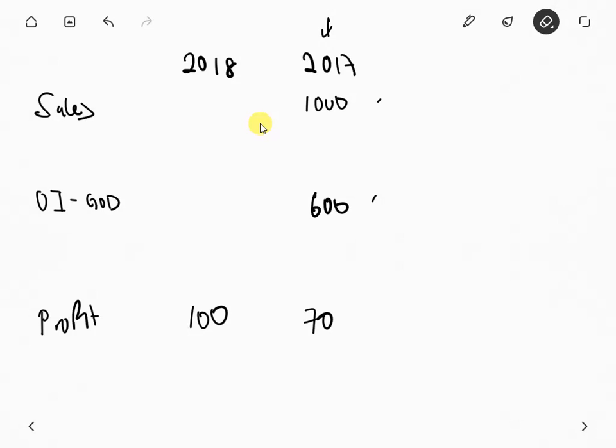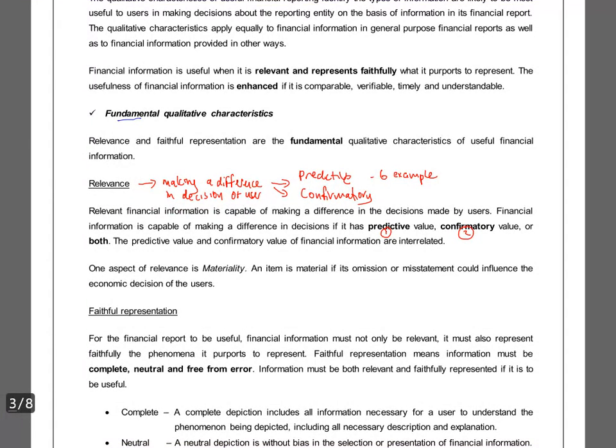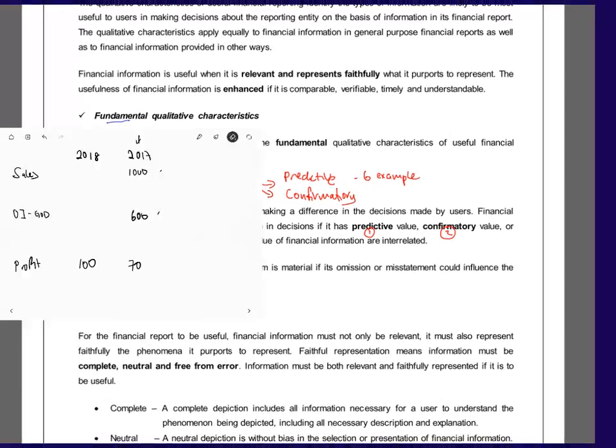Okay, earlier we mentioned 6 examples, 2 examples done. I'll give you the other 2, but it's not over there yet, not in the notes. I show you this particular standard.